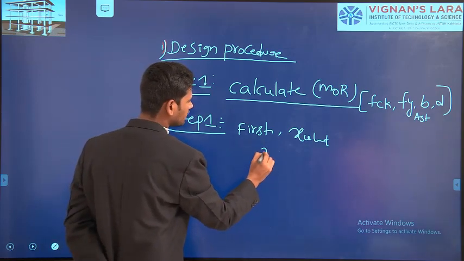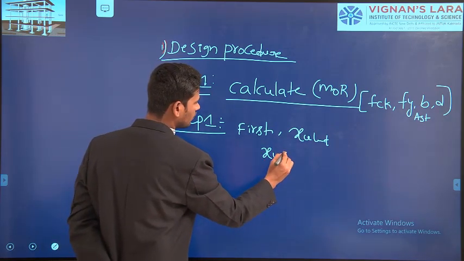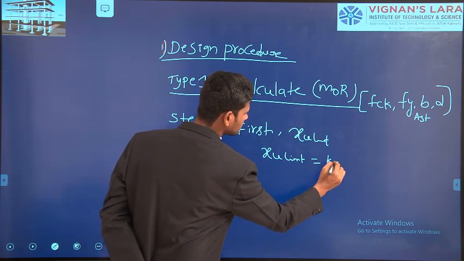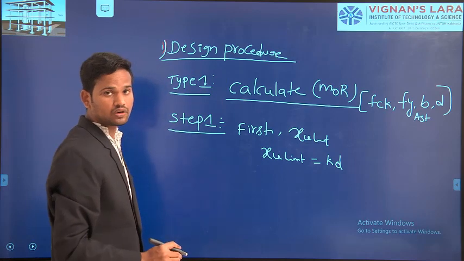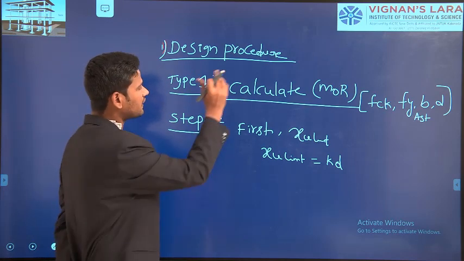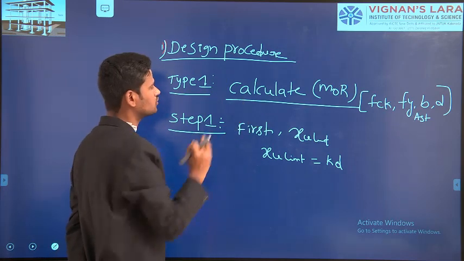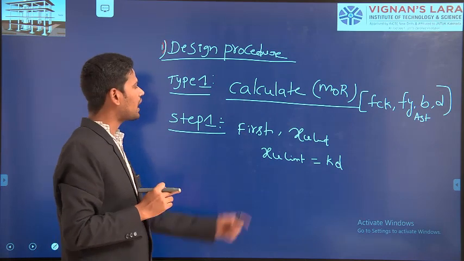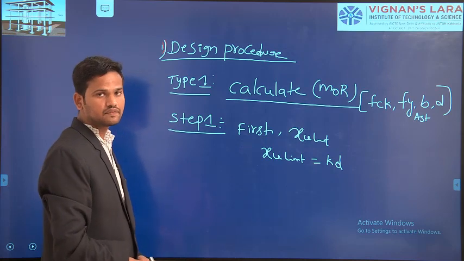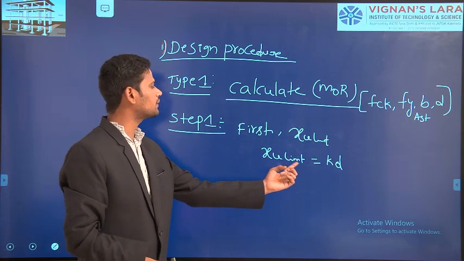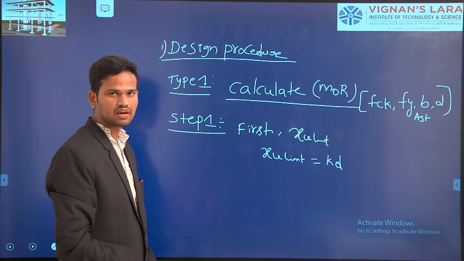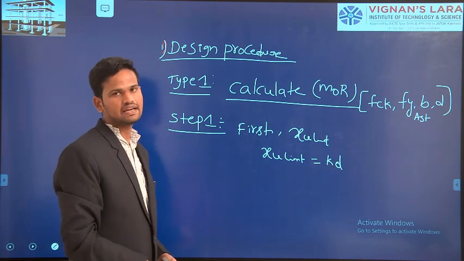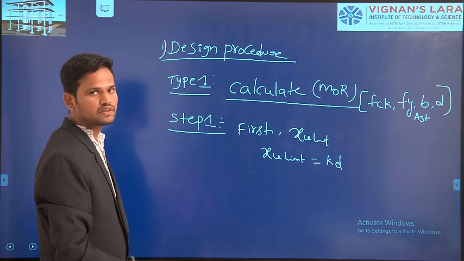That limiting depth of the neutral axis, we already know: Xu limit equal to K into D. This is the limiting depth of neutral axis. For any type of section they give, if they ask to calculate the moment of resistance, the first step is to calculate the limiting depth of the neutral axis. The formula is K into D, where K is the neutral axis constant and D is the effective depth of the beam.